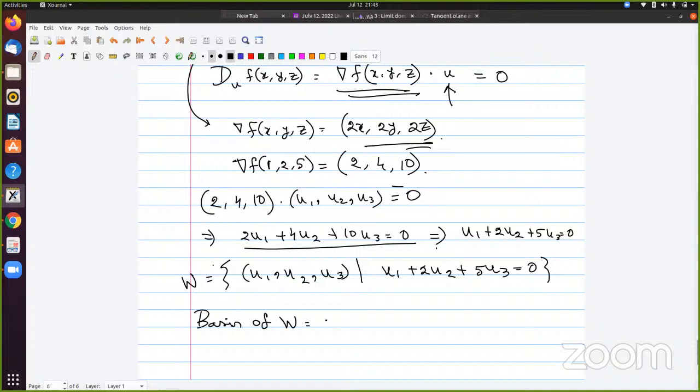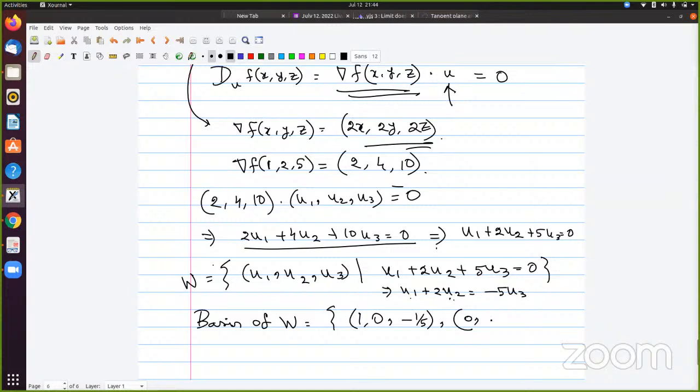U1 is equal to 1, U2 is 0. If U1 is 1 and U2 is 0, can U3 be 0? Then it is not satisfied, no? Yes, that is not. So basically U3 should be minus U1 by 5, sir. Then it will get satisfied. Exactly. U3 is minus 1 by 5.